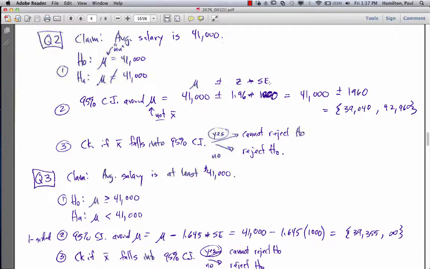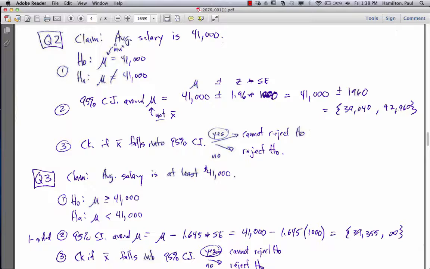Must have been from the sample, like S over the square root of n. So that's just given to us there. The idea here is, and then you come up with this range, so it's just over 39,000 to just over 43,000. That is a 95% confidence interval around what we claim, this 41,000 average.